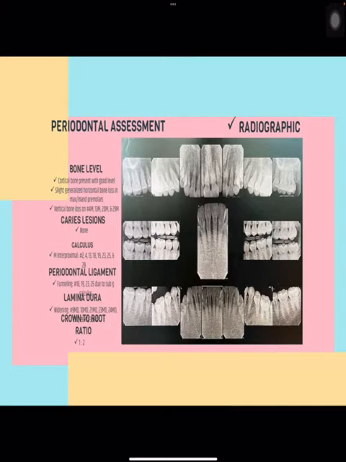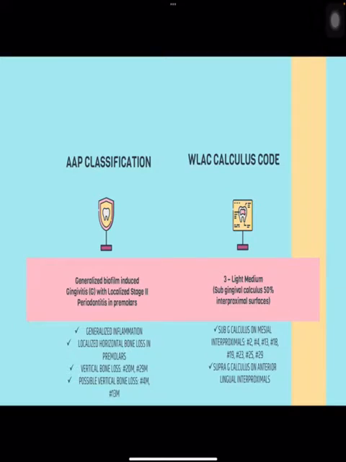For radiographic assessment, there is slight generalized horizontal bone loss in the premolars, and vertical bone loss on the following teeth. There are no carious lesions, calculus on the mesial interproximals of the following teeth, periodontal ligament funneling due to subgingival calculus, and lamina dura widening on the following teeth, and the crown to root ratio is 1 to 2. The patient has an AAP classification of generalized biofilm-induced gingivitis with localized stage 2 periodontitis in the premolars, and a Webb-Yellow calculus code of 3, light to medium, subgingival, 50% calculus interproximally. The rationales are listed below.